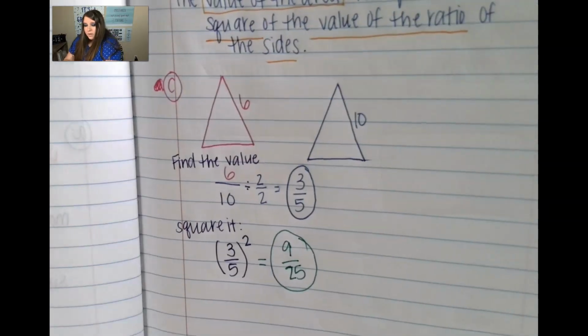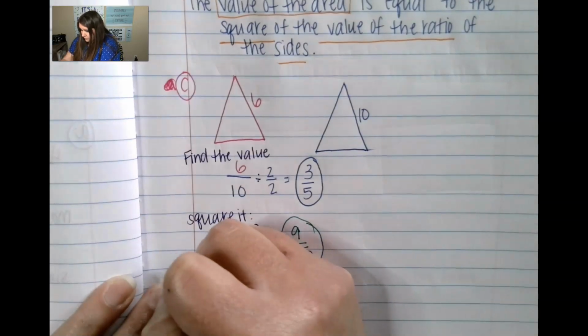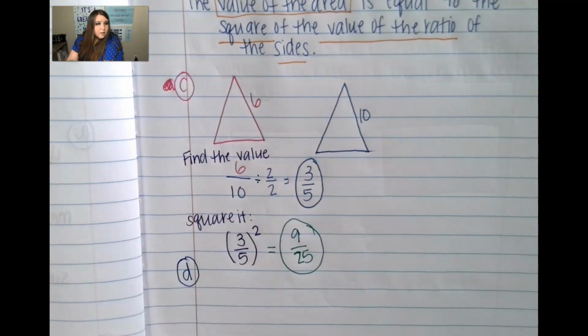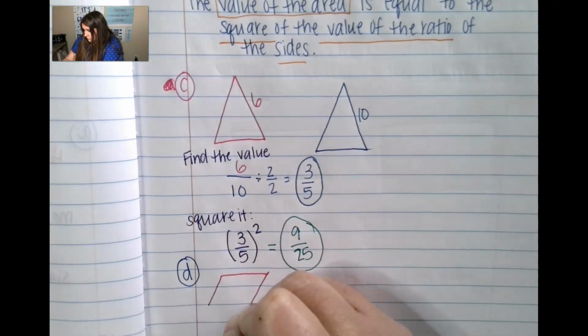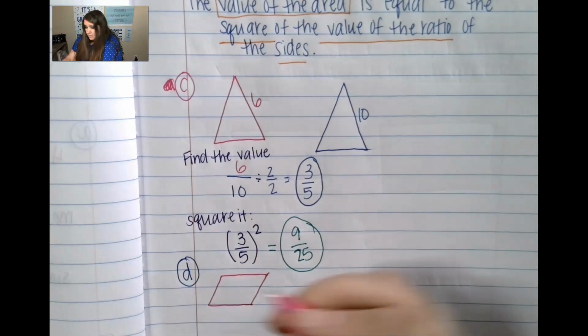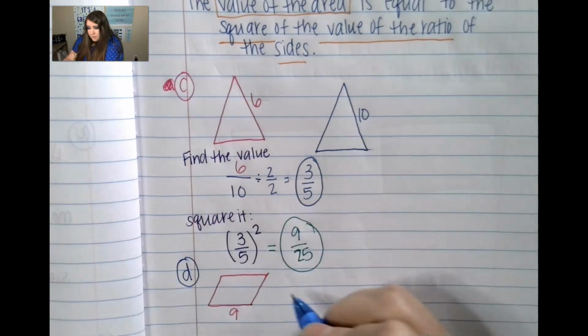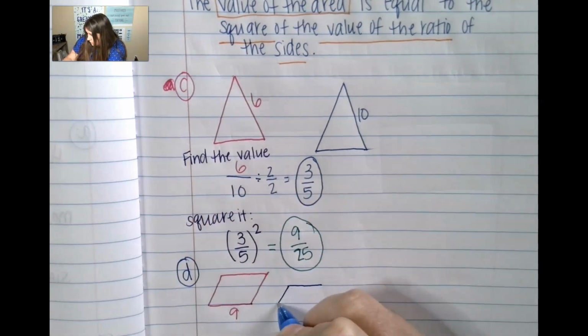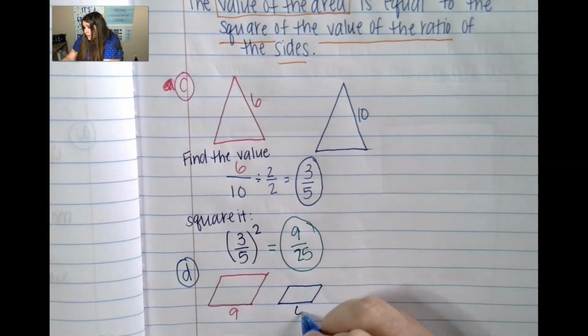Okay, let's do another example, and then I'm going to give you some try-its. All right, example D. This one gives us a parallelogram. There's one parallelogram, and this one has a base of 9. Then we have another parallelogram that's even smaller, and this parallelogram has a base of 6.